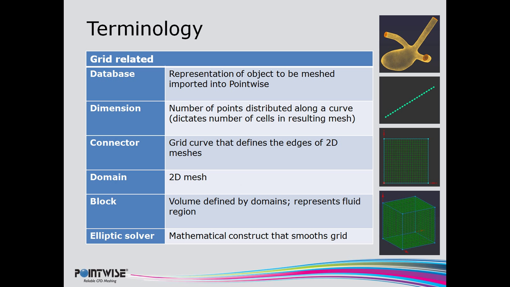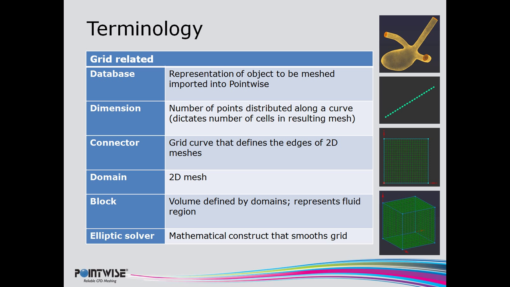Before we begin gridding, I'm going to introduce a little bit of terminology that we're going to be using throughout the video. First of all is the database. By database in Pointwise, we mean the imported geometry, the underlying structure that we're going to be putting a grid onto. Also, when it comes to gridding, the term dimension is going to come up a fair amount. Dimension is simply the number of points along a curve. That's going to be directly related to your final cell count and dictates the number of cells that are going to be connected to a given curve.